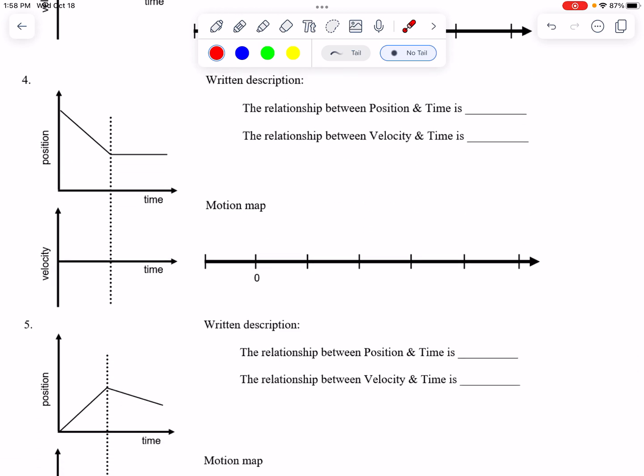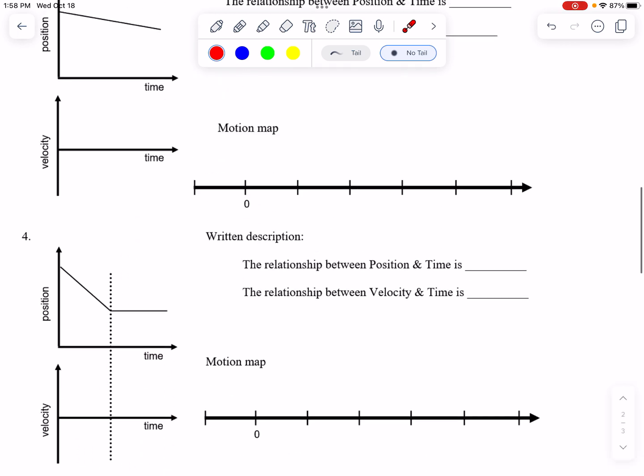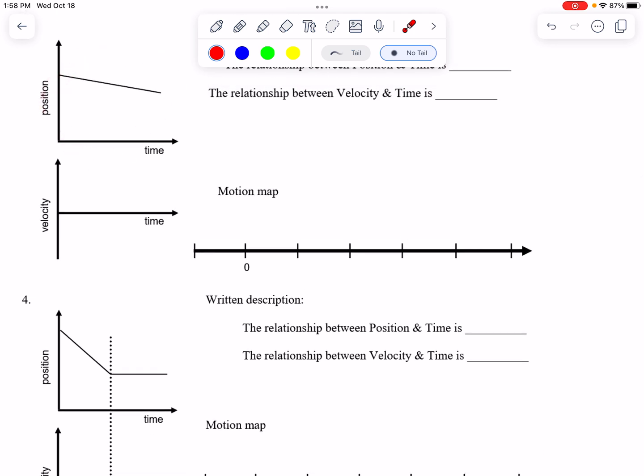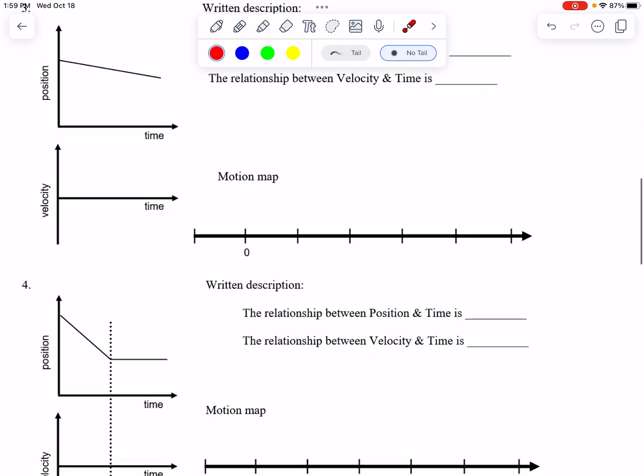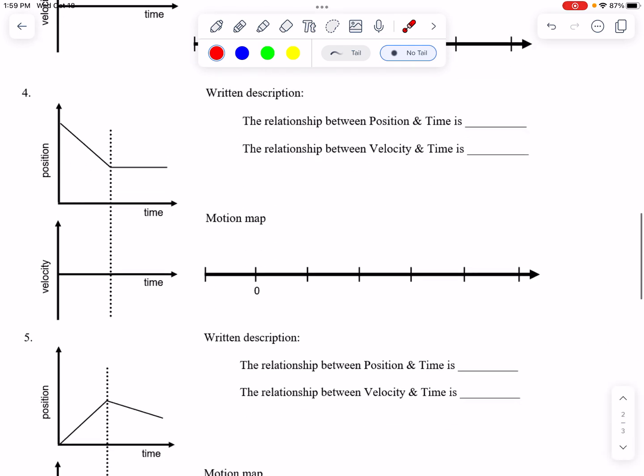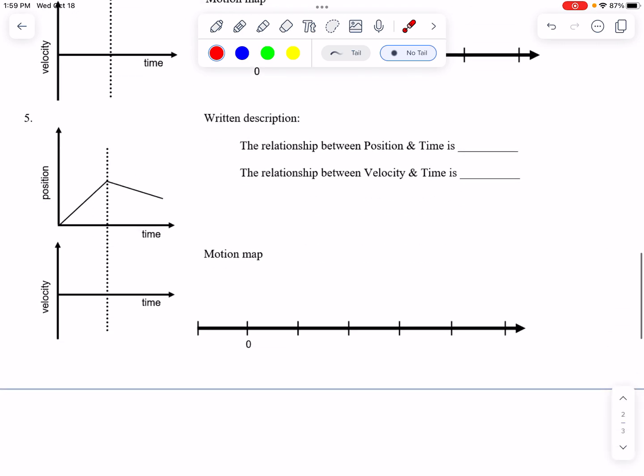Notice here, we have 2 different things going on. This dotted line is indicating that you have one type of motion to start with and a second type of motion afterwards. Same thing here. So for all 3 of these, match the position time graph, sketch out what you're getting on the velocity time graph, and describe what the person is physically doing. What is our relationship between position and time? What's the relationship on the velocity time graph? What will this look like on a motion map? All right, and do that for all 3 of these on the second page.